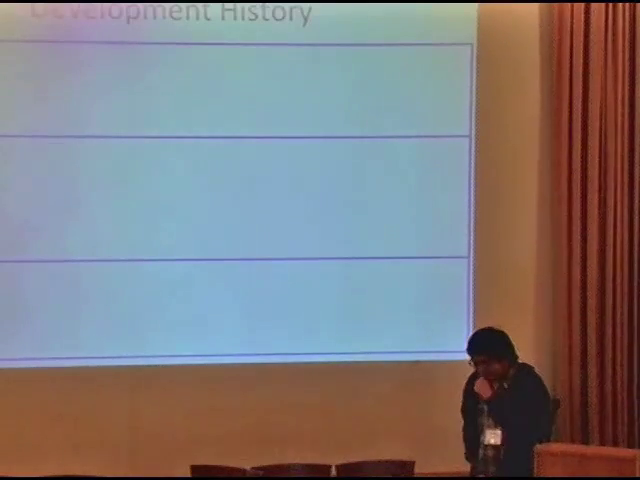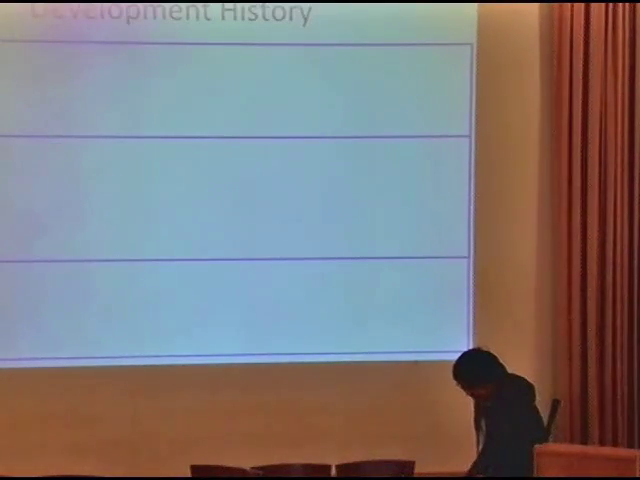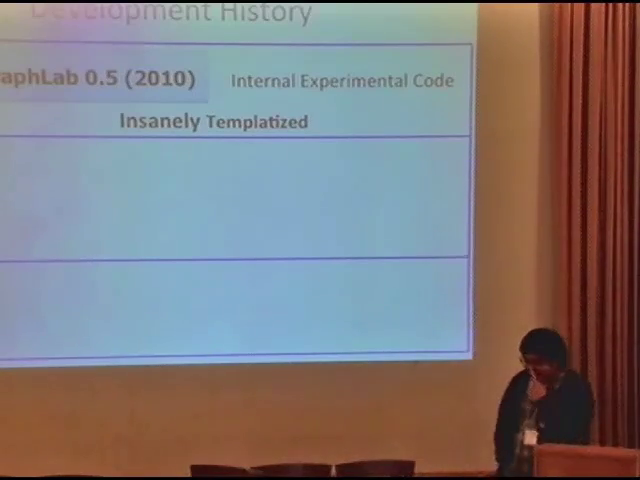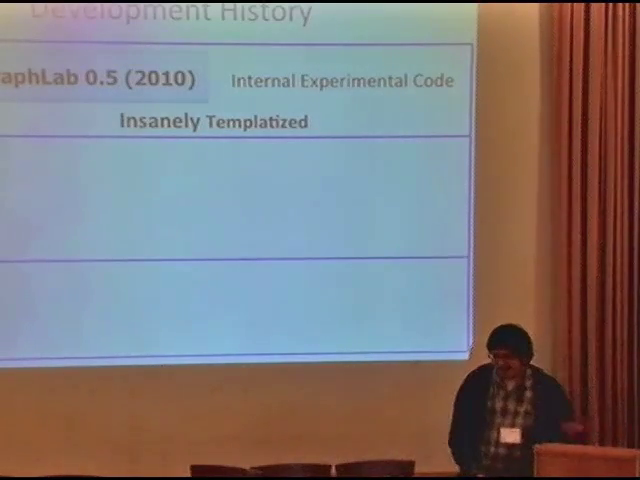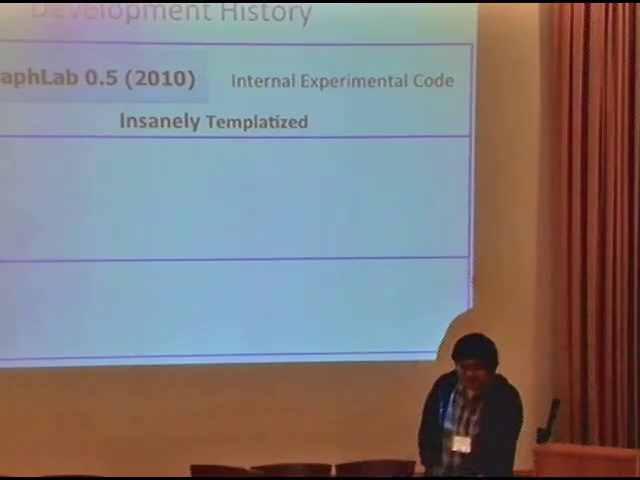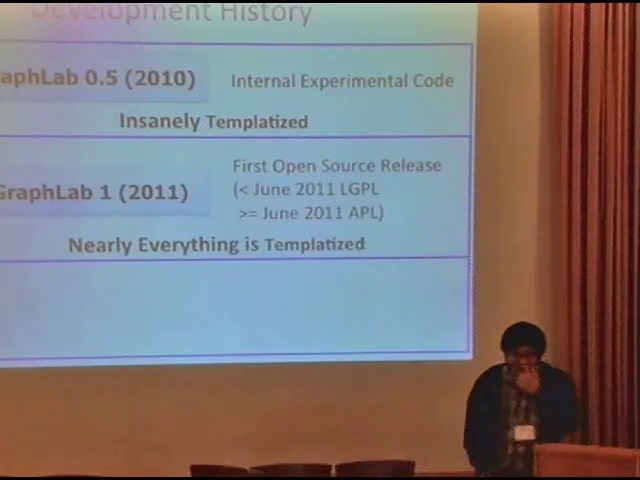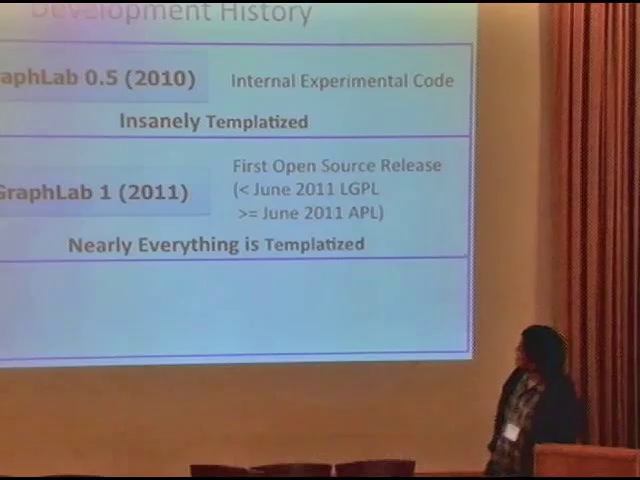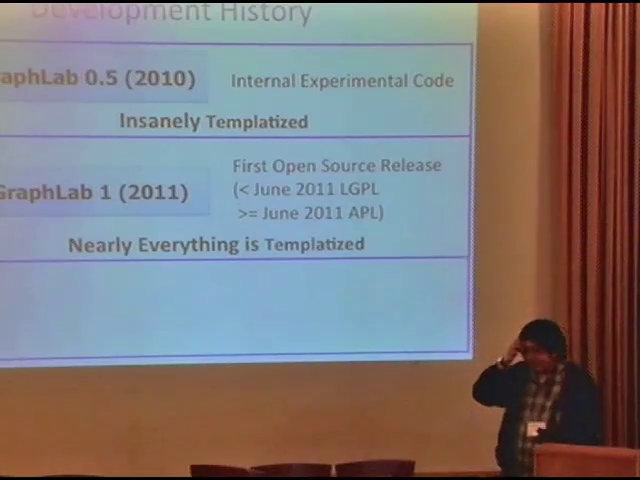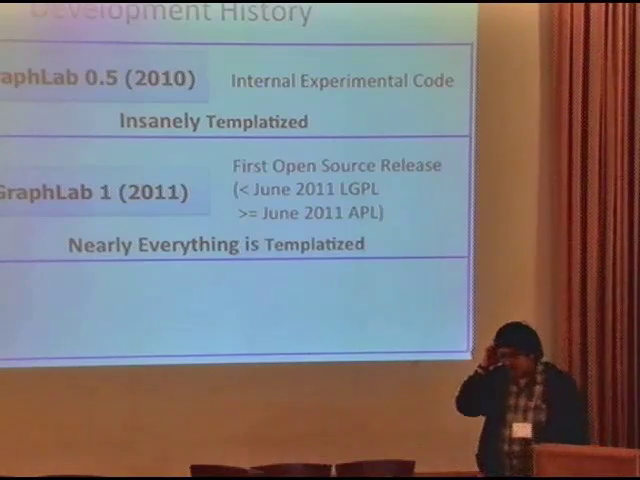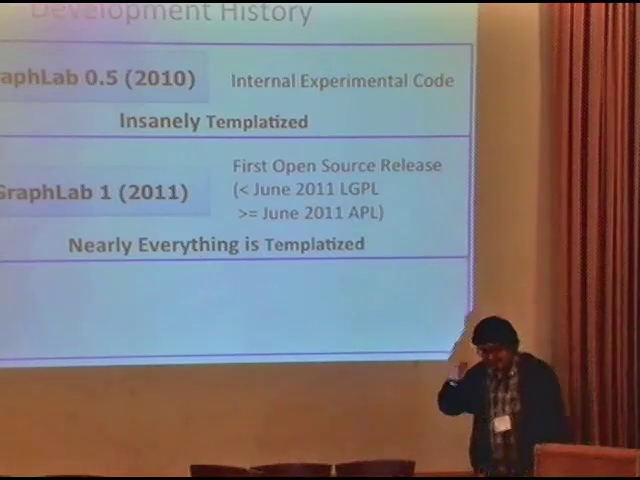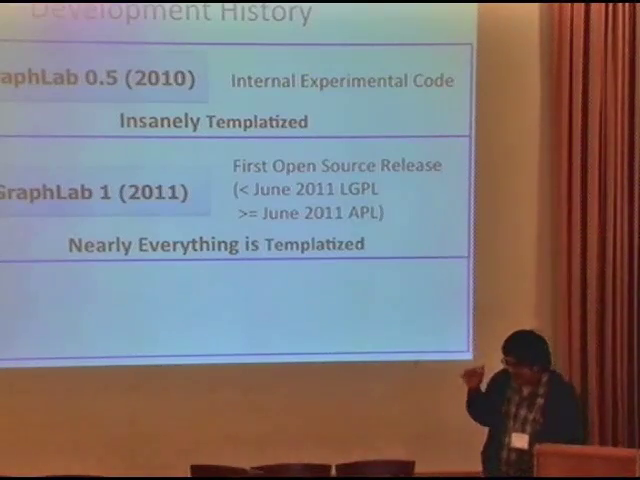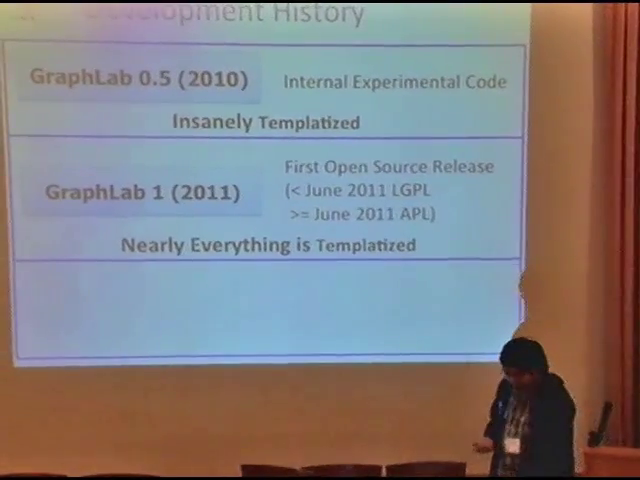GraphLab has gone through a few phases. Our first phase was 0.5, which is an internal release, and we did everything in C++. We really like C++, and it's all insanely templated. Afterwards we had GraphLab 1, which is open source. Before June 2011 it was LGPL, after which we switched to the Apache license, and now nearly everything is standardized. So it's better, but the code still takes an eternity to compile.